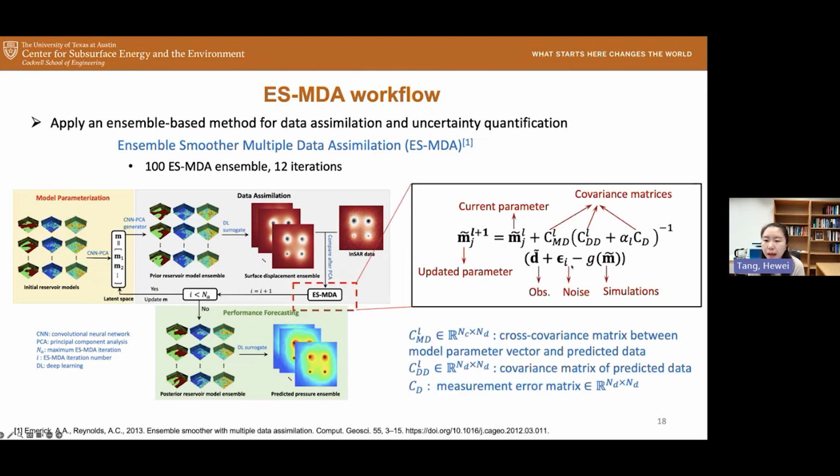The main idea is to perturb the observation data with random noise for several iterations so that we can update the parameters over several iterations. Here we have 100 ESMDA ensemble members and 12 iterations to update our initial guess of the parameter space, to update this M vector.